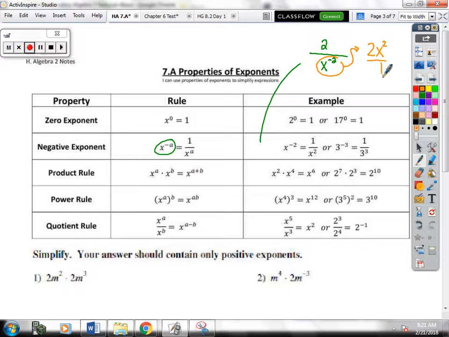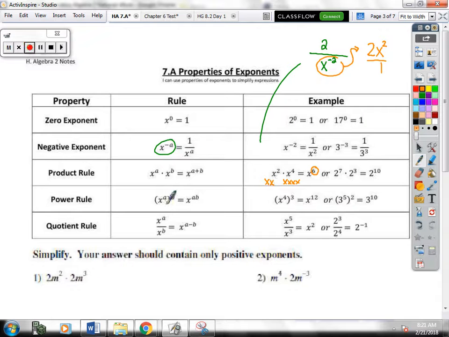A lot of times when you don't use these properties for a while, you forget them. If you forget them, you can actually expand. X squared is x times x, and x to the 4th is x times itself 4 times. And then if you count up how many you have, you can figure out what the rule is to add. Because some students forget, is it adding or is it multiplying? And they get confused. So if you forget the property, you can discover it just by expanding it.